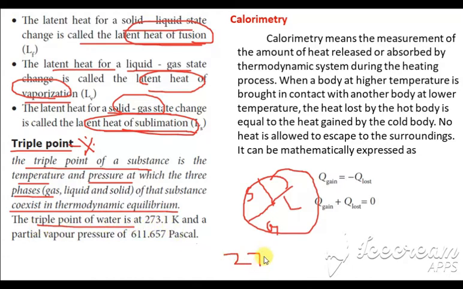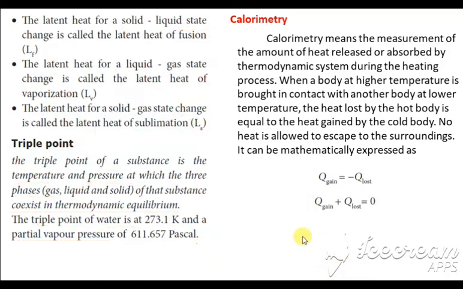So நம்ம வாட்டரை வந்து 273.1 கெல்வின்ல வச்சோம்னா all the 3 exist. Okay, then partial vapor pressure 611.657 Pascal. Okay, yes, clear with this triple point. So next we are going to see what is a calorimeter. This you have studied already in your lower classes also. It means the measurement of the amount of heat released or absorbed by the thermodynamic system.